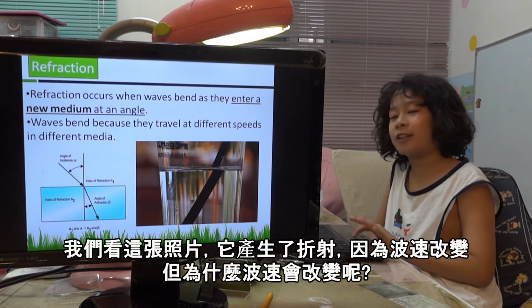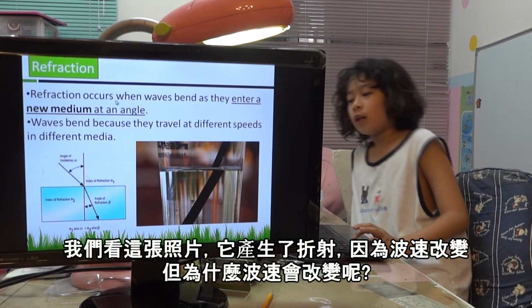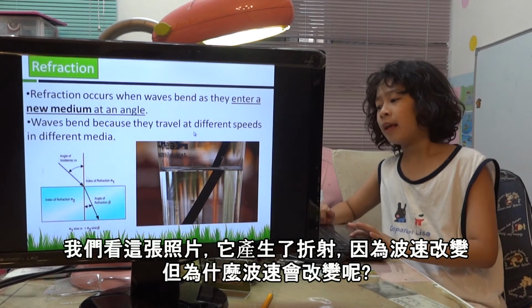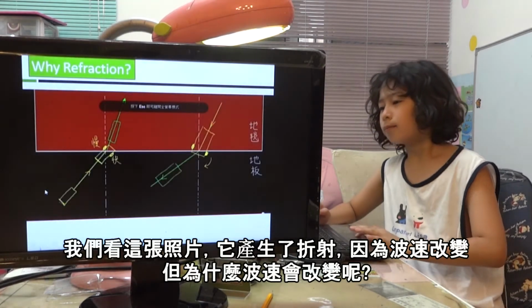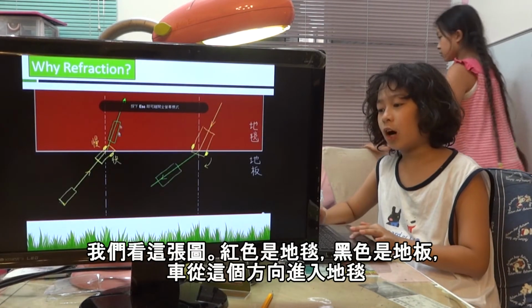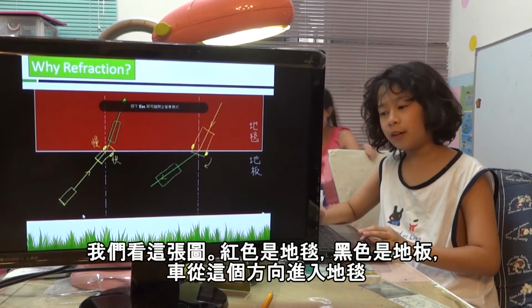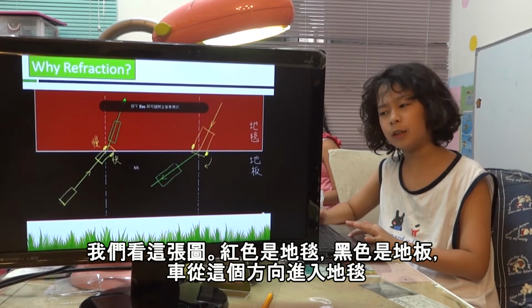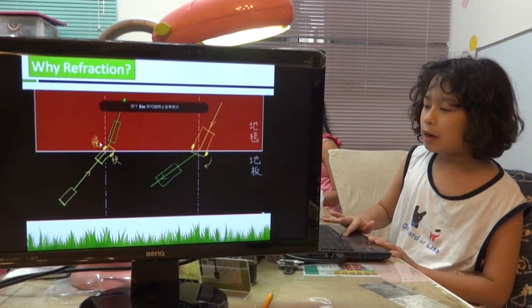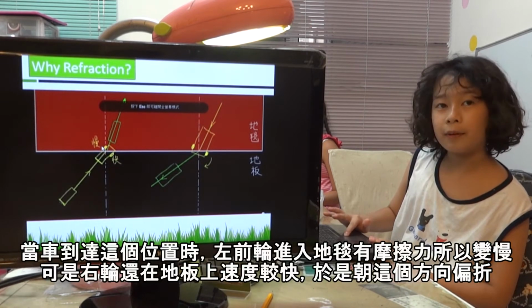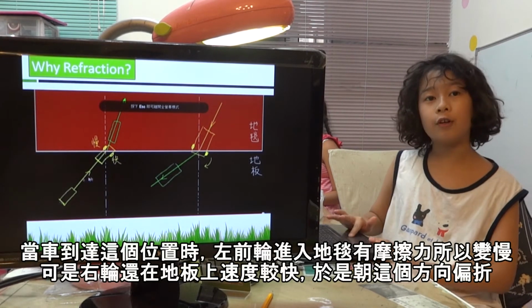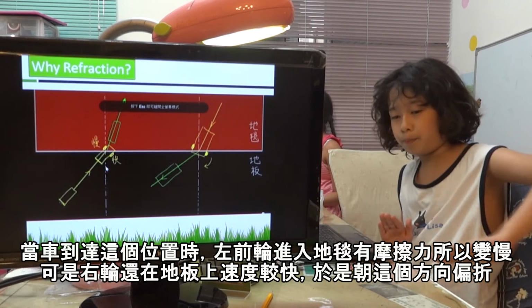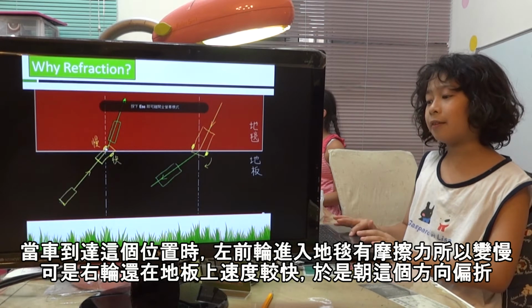You can find it just in this picture. So why? Because the speed is not the same. Like this: maybe there's the carpet and the floor. First, the car gets in here, in this direction. When the car is right here, this wheel is already on the carpet, while the other wheel is still on the floor. So this one is faster, and then it will bend and turn in another direction, right?